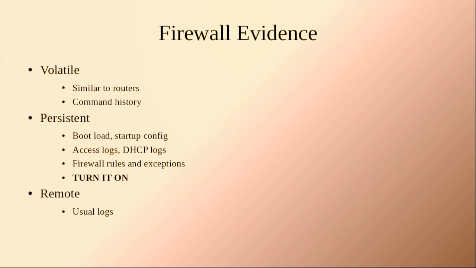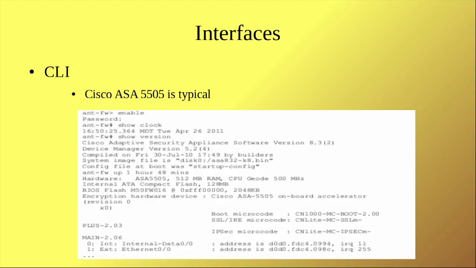It is similar. If you remember all these three devices that we have been looking at, firewalls, routers, and so on, they all more or less have volatile evidence, persistent evidence, and you can collect remote evidence. One of the important things you should do as a network administrator is enable the logs. Many times if you forget to enable the logs, you are not going to collect any evidence. So, firewall evidence is important.